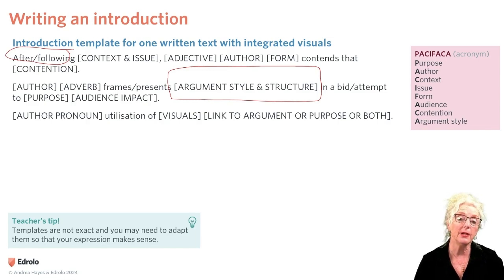And in a bid to, what is it? What is her purpose? She wants to inform, she wants to educate, she wants to stop this practice, whatever. And the audience impact. Author pronoun, because remember, we don't just say the name each time. Utilisation, I would put in a reference to the visuals linked to the argument or purpose in the introduction.